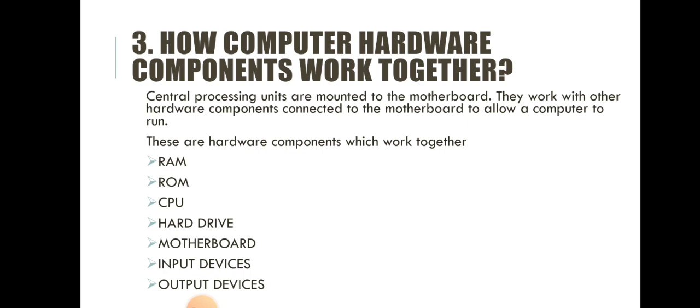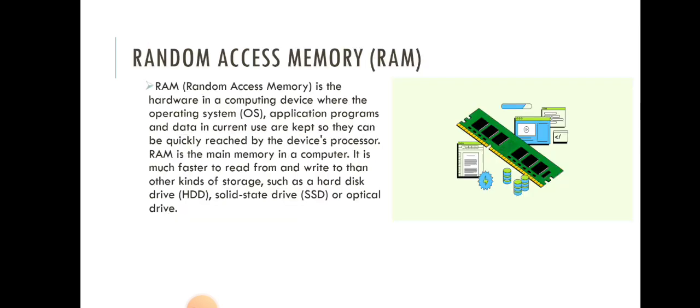And the third main heading is how computer hardware components work together. Central processing units are mounted to the motherboard. They work with other hardware components connected to the motherboard to allow computers to run. These are the hardware components which work together: RAM, ROM, CPU, hard drive, motherboard, input devices and output devices.